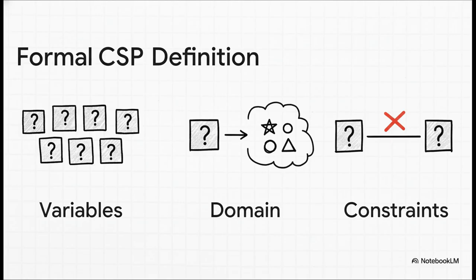So here it is, the formal definition. Any problem that you can define with a set of variables, a domain of possible values for each of those variables, and a set of rules, or constraints, well, that's a CSP. You already get it. This is just the official name for it.